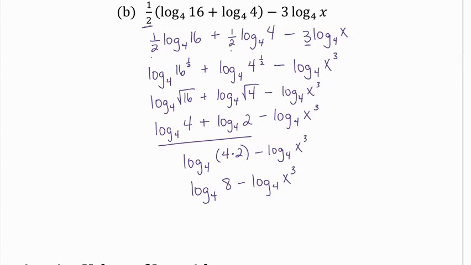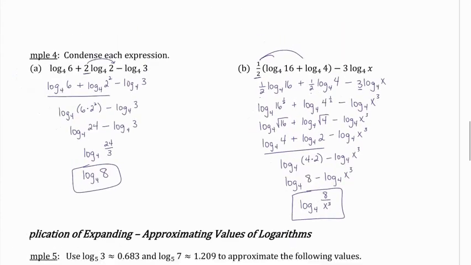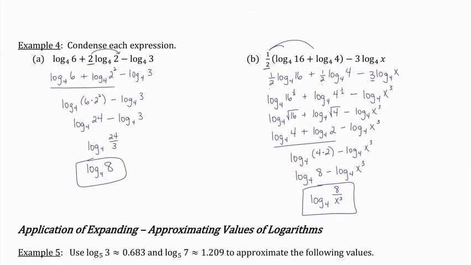And now we've got subtraction. And remember, subtraction we can condense down to division. So that would become log base 4 of 8 divided by x cubed. And now I've got it down to just one logarithm, so I've condensed as much as I can. Okay. All right, so there's our condensing of logarithms, kind of doing it backwards from expanding.